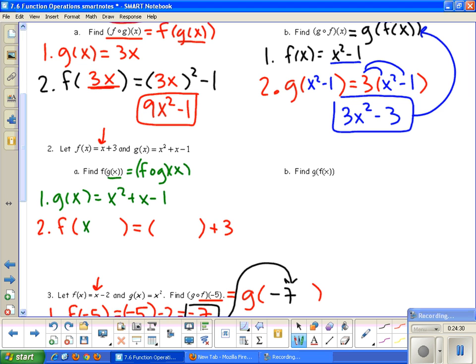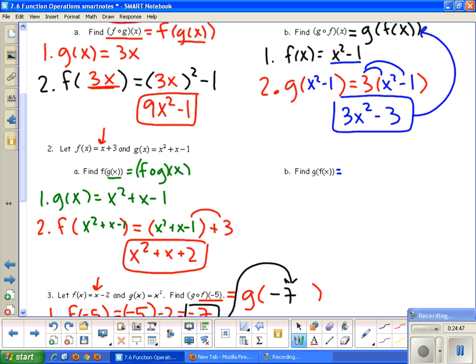So I'm plugging in x squared plus x minus 1, combine like terms and simplify. So x squared plus x plus 2, because I'm going to combine the 1 and the 3, which gives me 2.